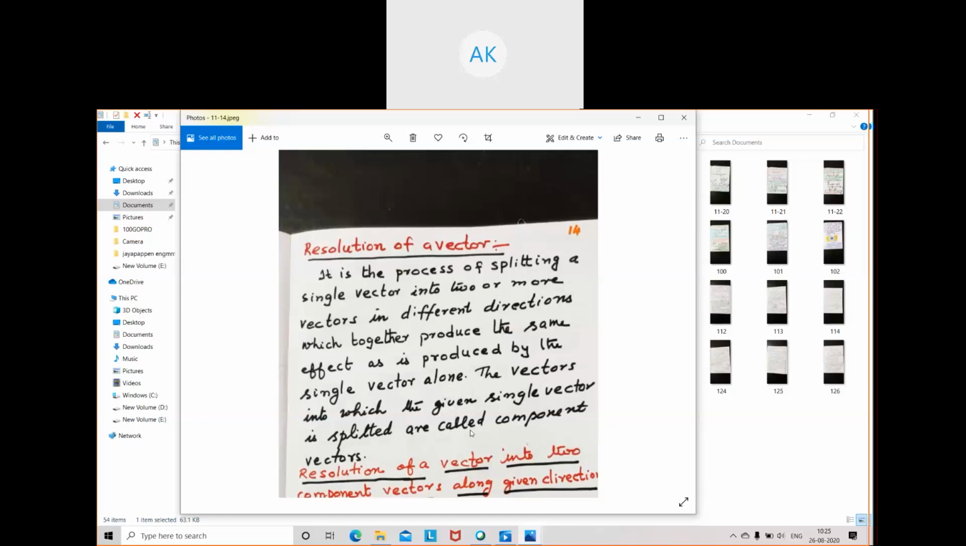So what we are going to do now, everyone should have an idea what we are going to study. What is our objective? We are going to resolve a single vector into its component vectors. What is the benefit of that? The component vectors together will produce the same effect as is produced by the single vector alone. So now we are going to split a vector into its component vectors. Now I will show the figure.